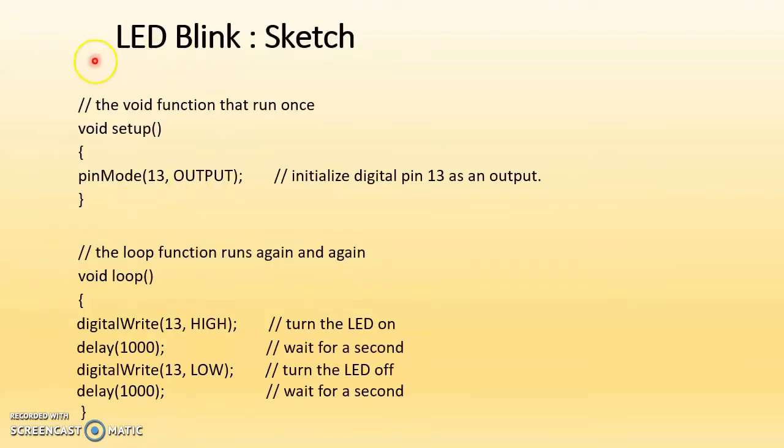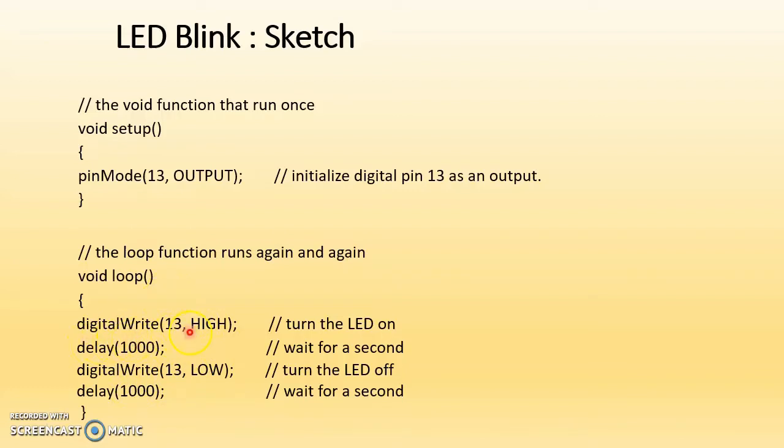Now the actual code, or we can say sketch, for blinking this LED. As we know, in the second video I explained how to write this code, and the software, Arduino IDE, which is called Integrated Development Environment. In this sketch, in void setup, which runs once, I have set pinMode 13 as an output pin, so this will initialize pin 13 as an output. In the loop function, we have to turn on the LED for 1 second and turn it off for 1 second, and this is in loop, so it will run continuously.